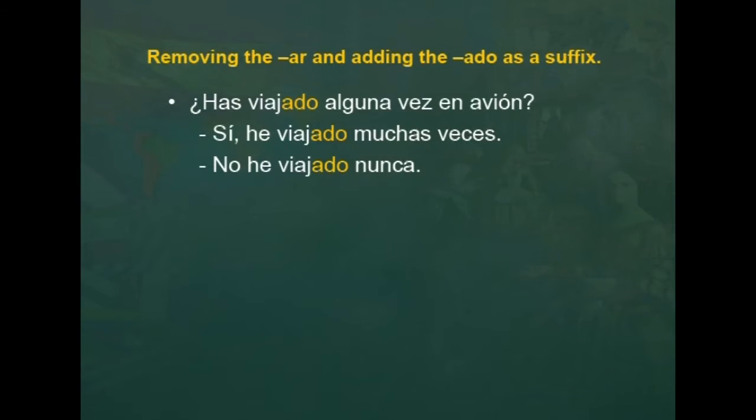¿Has viajado alguna vez en avión? Sí, he viajado muchas veces. Have you ever traveled by air? I have traveled several times. Or if you say no, no he viajado nunca. I have never traveled by air.